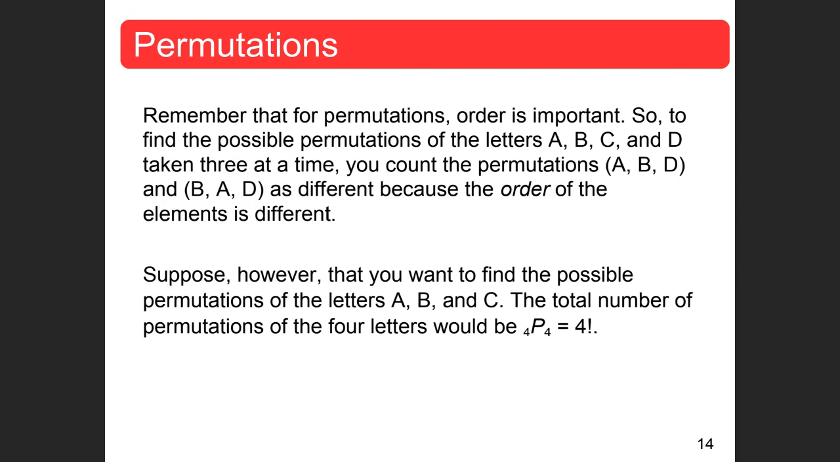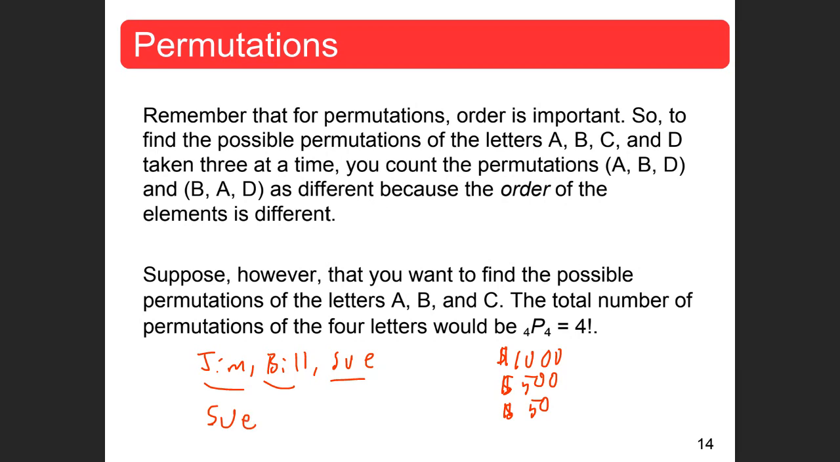if you had 3 people, let's say we had Jim, Bill, and Sue, and they were all in a race, and you got let's say $1,000 for first place. You got $500 for second place, and third place you got $50. Doesn't matter if Jim came in first, Bill came in second, and Sue came in third, or is this the same thing? And lo and behold, this is not the same thing. So in this problem, order is important. Jim, Bill, Sue is not the same thing as Sue, Bill, Jim.